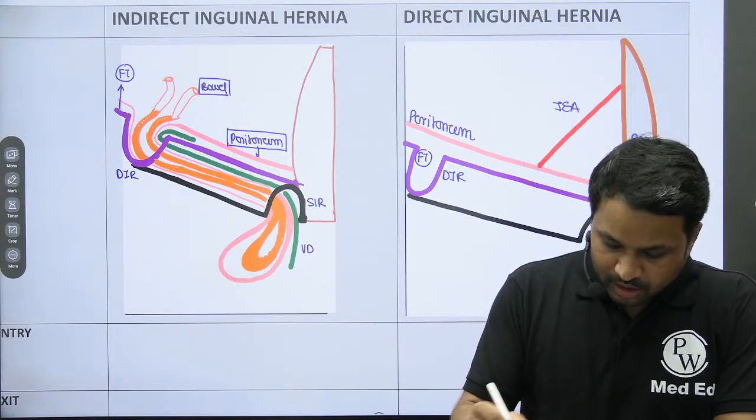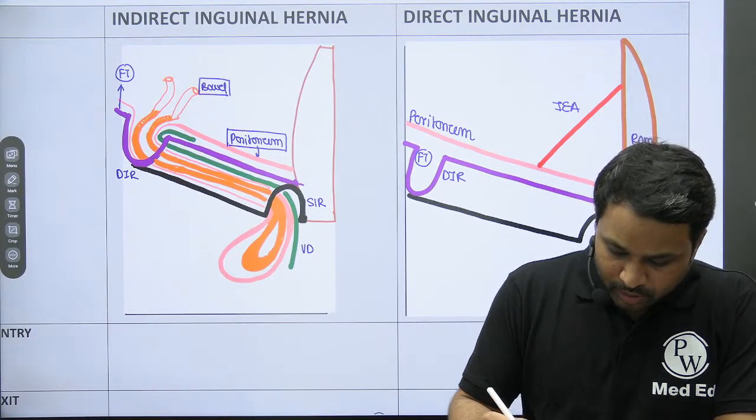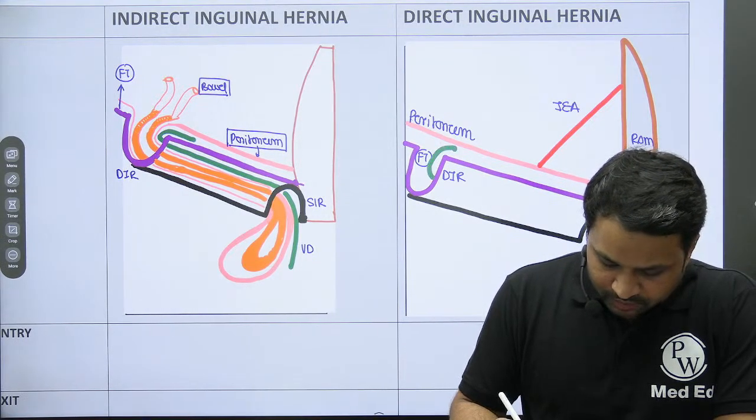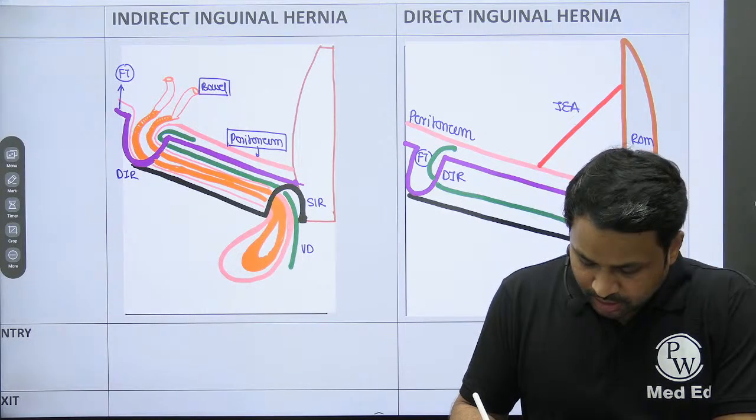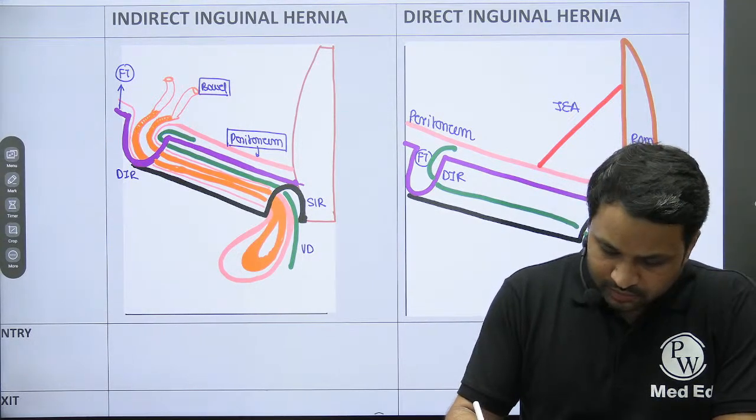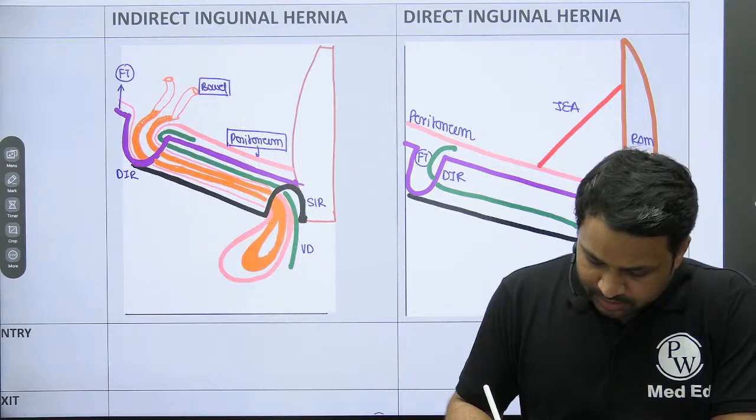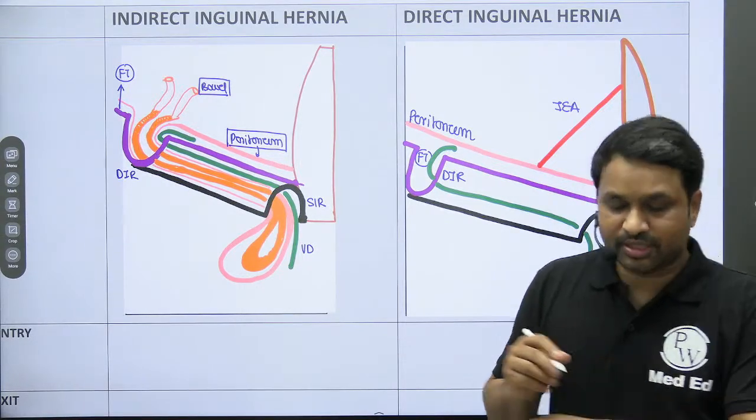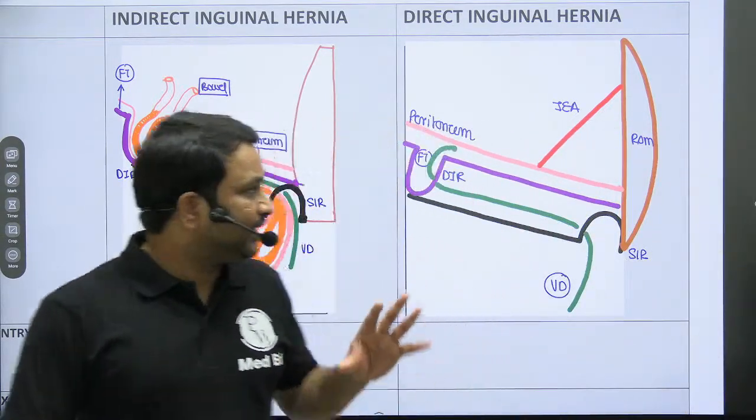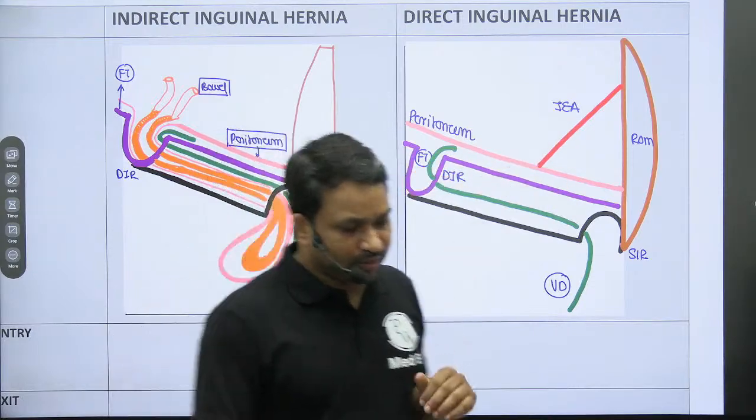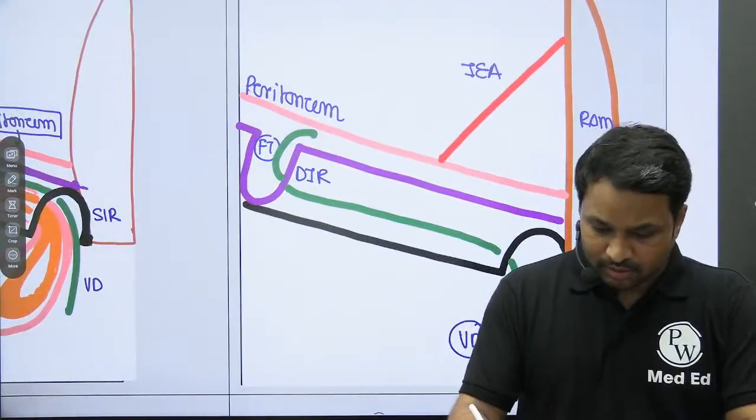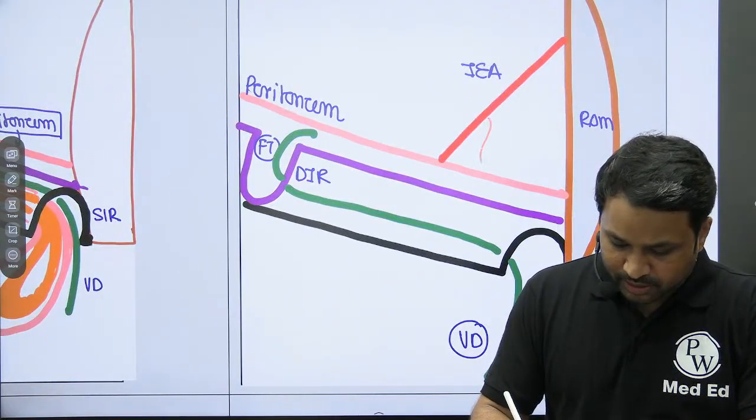Now another structure that is going to be important here is going to be your vas deferens, which is going to run across here. So this happens to be your vas deferens. Now when you look at the direct inguinal hernia, the entry point is going to be from here. So because it's a weakness, you will see the bowel is going to sit across here.